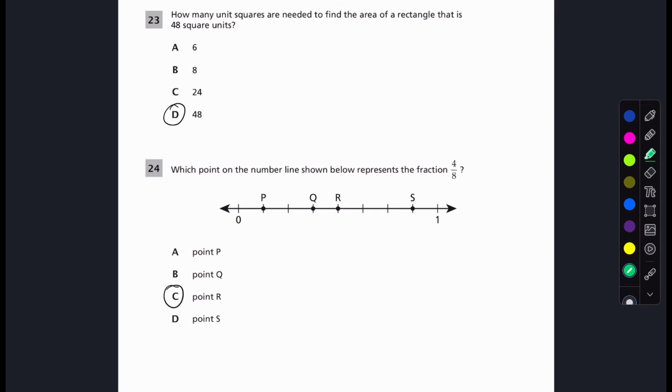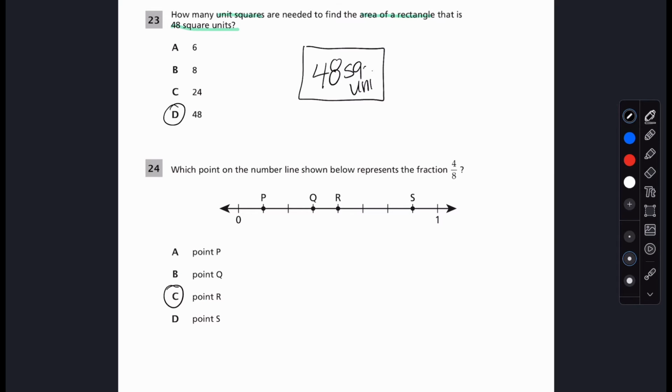For number 23, we want to know how many square units are needed to find the area of a rectangle that is 48 square units. So think of it, I have some type of shape that has 48 square units inside, and the question is asking me, how many squares are you using? How many square units? It's actually so easy that some kids may get confused. I have 48 square units, so I need 48 square units.